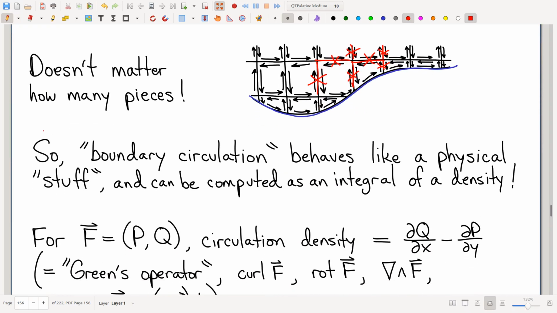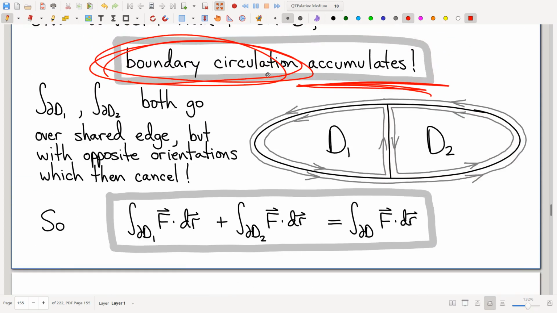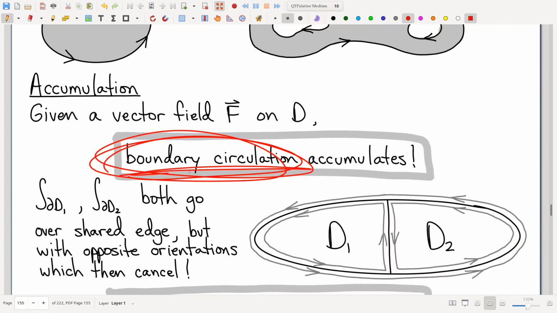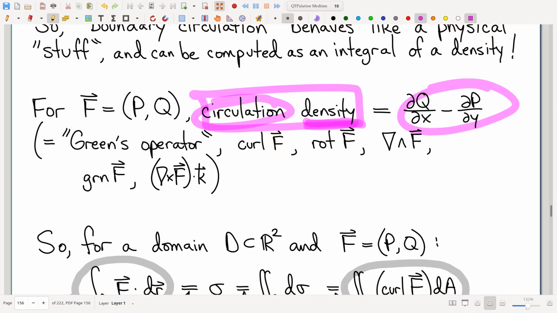We've got this idea of an accumulating quantity, so it behaves like stuff. It's going to be computed as an integral of a density. By the way, I can tell you what the density is. Going back, reminding ourselves, our quantity is boundary circulation. Given a vector field, of course, we have to assume that there's some vector field that we're applying this to, boundary circulation has a density, and for whatever that vector field is, here's the formula. The density of this accumulating quantity called circulation is computed by that formula. It's the x partial of q minus the y partial of p. That's the formula. Now, why is this formula true?